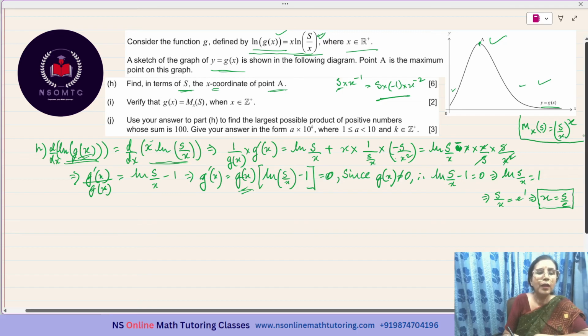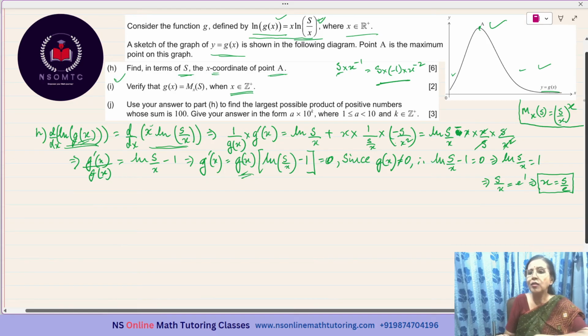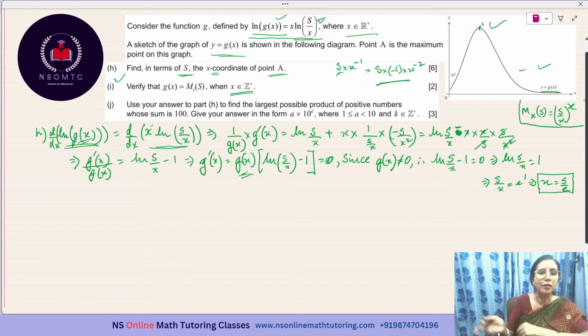Okay, so we come to subpart I. Verify that g of x equal to the nth power of s over x, where n belongs to the set of positive integers this time. Because we had n in place of x, where n was a positive integer. So again we will be starting with the same expression, because we don't have any other expression for g of x.